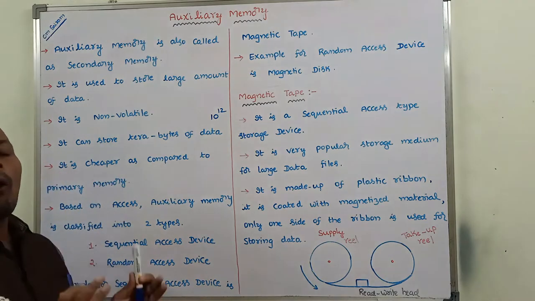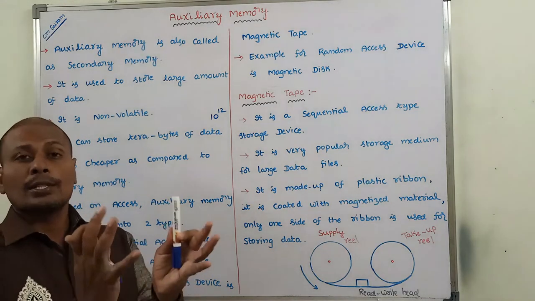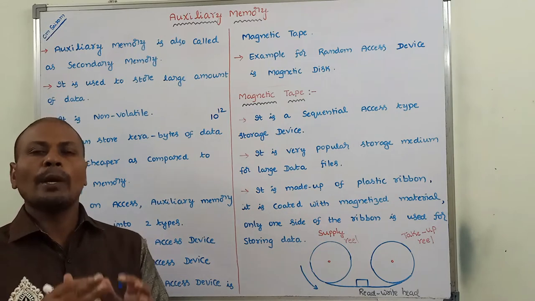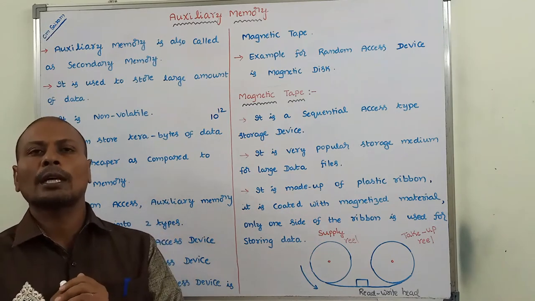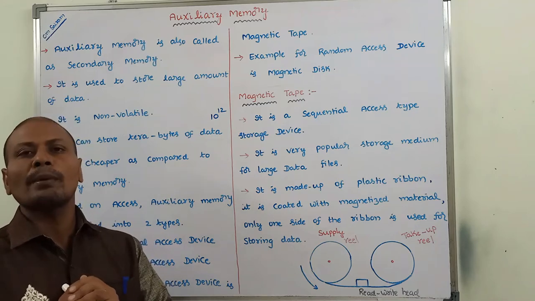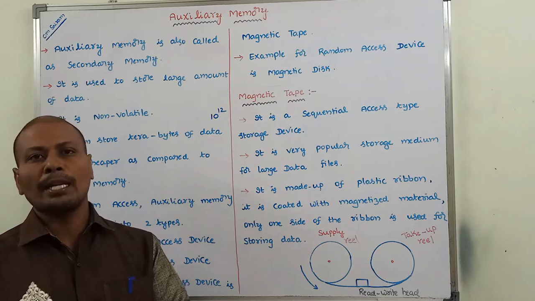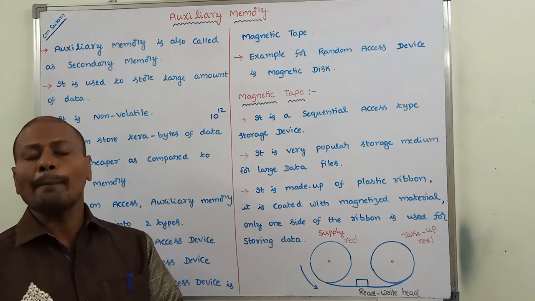Next one, auxiliary memory is cheaper when compared to the primary memory. So in terms of cost, the cost of auxiliary memory is less when compared to the primary memory such as RAM and ROM.